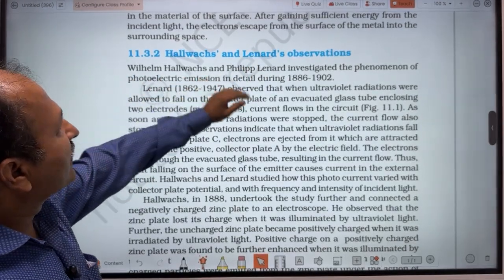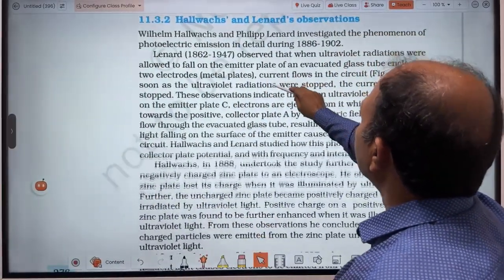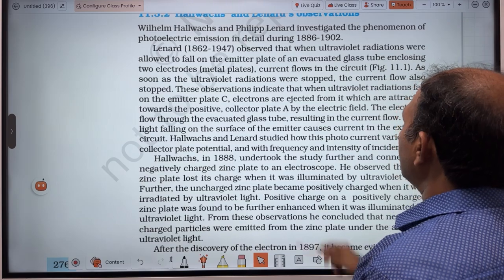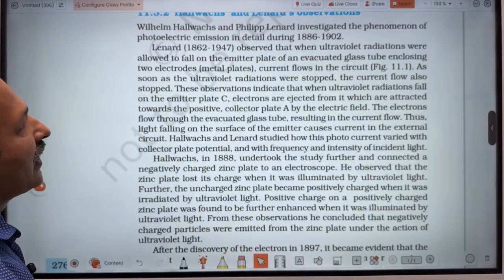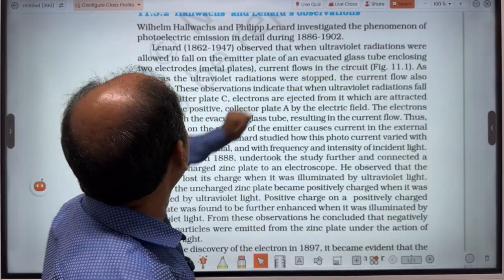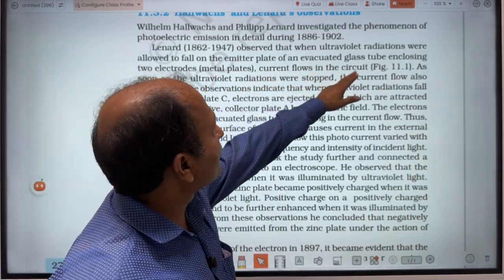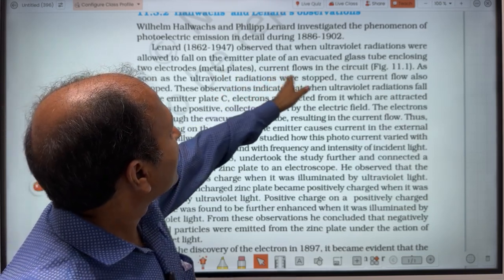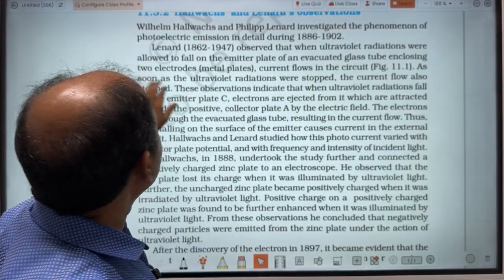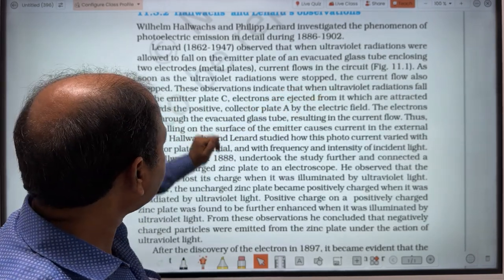Wilhelm Hallwachs and Philipp Lenard investigated the phenomenon of photoelectric emission in detail during 1886 to 1902. Lenard observed that when ultraviolet radiations were allowed to fall on the emitter plate of an evacuated glass tube enclosing two electrodes, we will see this picture, metal plates, current flows in the circuit. As soon as the ultraviolet radiations were stopped, the current flow also stopped.